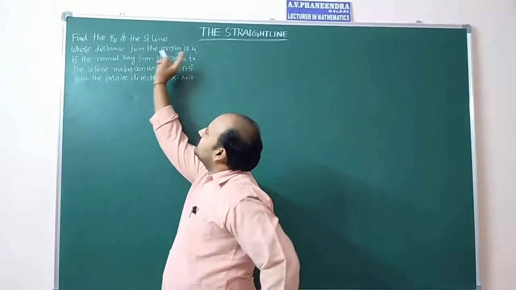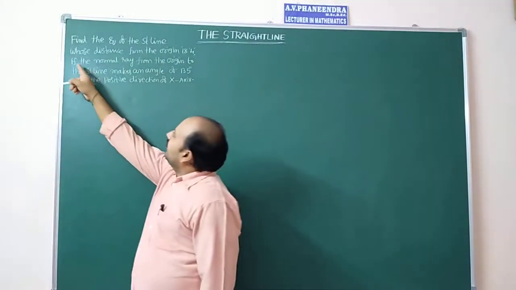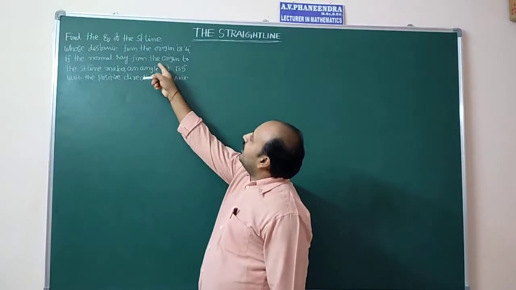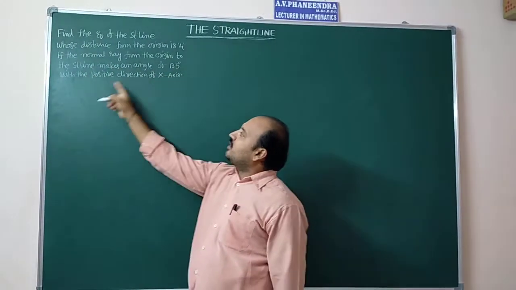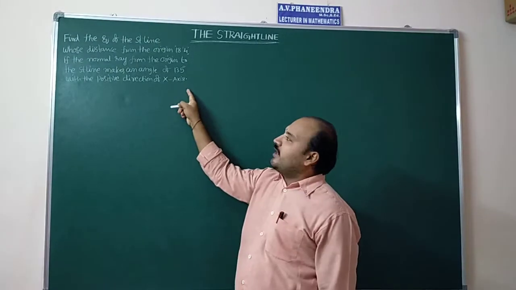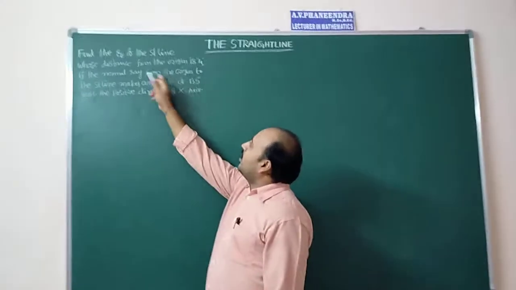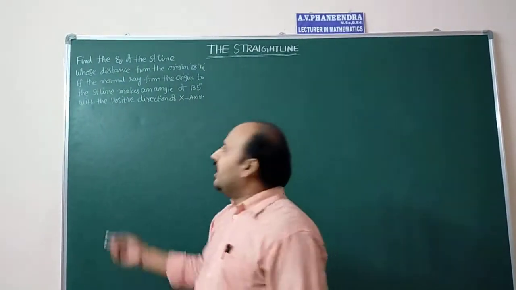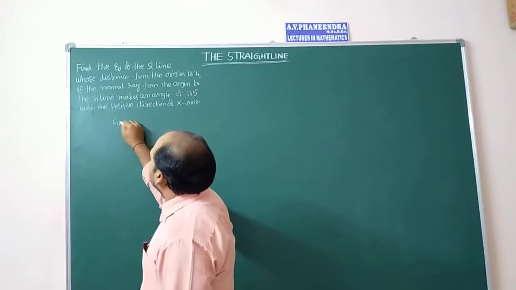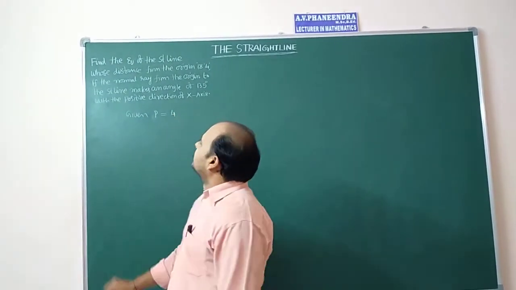Find the equation of the straight line whose distance from the origin is 4, if the normal ray from the origin to the straight line makes an angle of 135 degrees with the positive direction of the x-axis. Whenever the distance from the origin to the line is given, you can consider that as P. So given P is equal to 4 units.